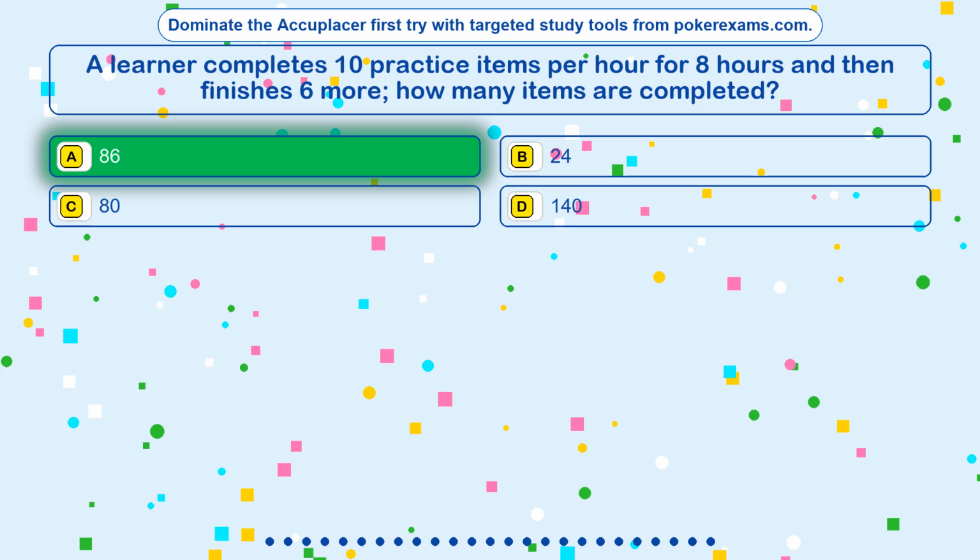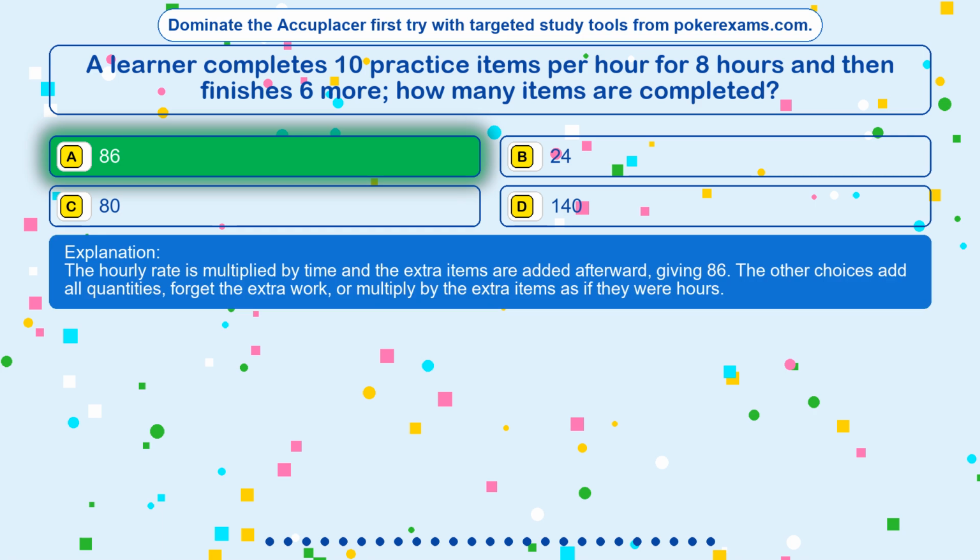The correct answer is option A, 86. The hourly rate is multiplied by time and the extra items are added afterward, giving 86. The other choices add all quantities, forget the extra work, or multiply by the extra items as if they were hours.